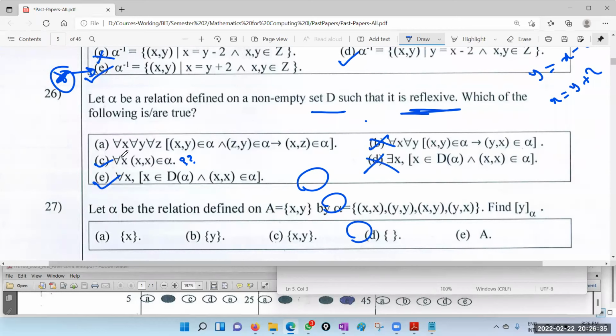What about this? Make a transitive when (x, y) is in alpha and (z, y) is in alpha, it implies (x, z) is in alpha.